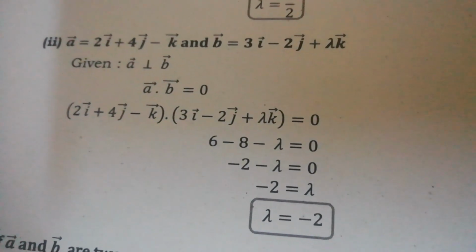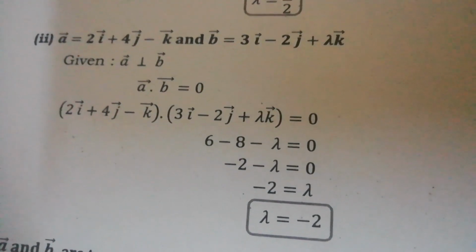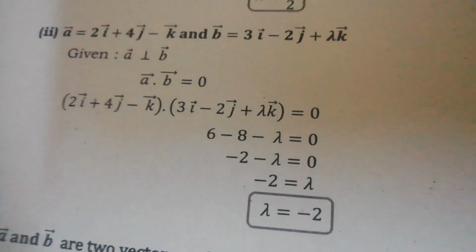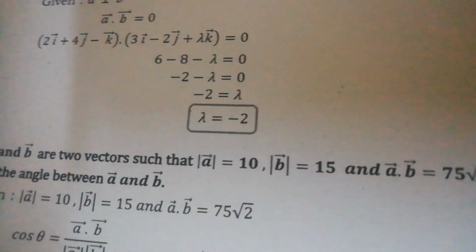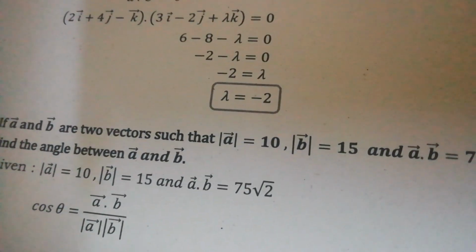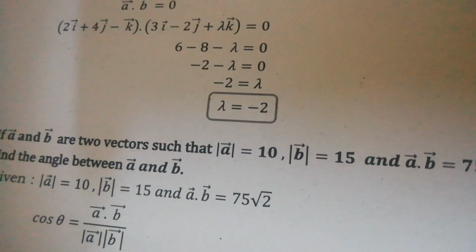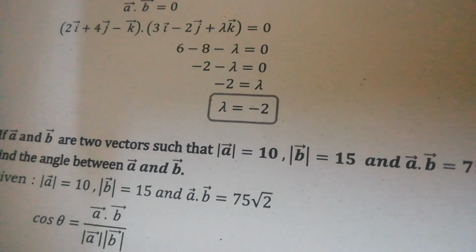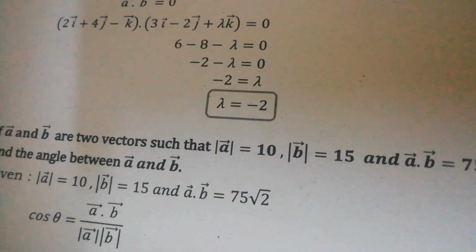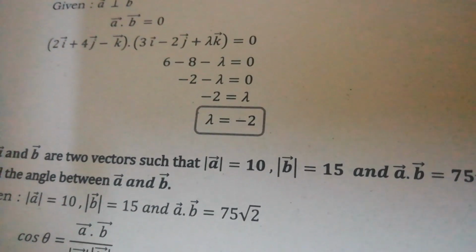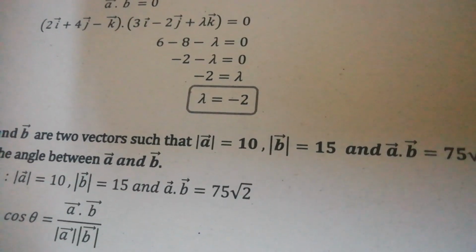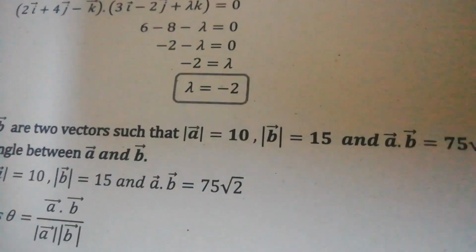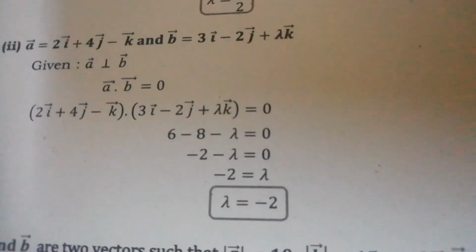The next problem is also the same type of problem. A vector and B vector are given. They say that both are perpendicular, so we can take the dot product as 0. What is the A vector? 2i vector plus 4j vector minus k vector, and B vector, 3i vector minus 2j vector plus lambda k vector, equal to 0. So 6 minus 8 minus lambda equal to 0. So minus 2 minus lambda is equal to 0, which means lambda is equal to minus 2. See, step by step.